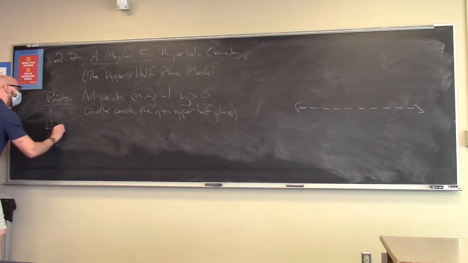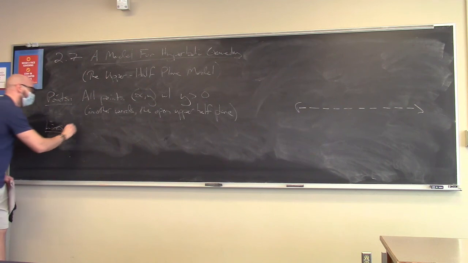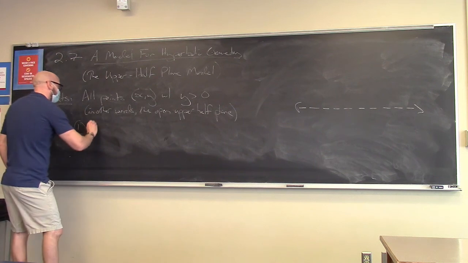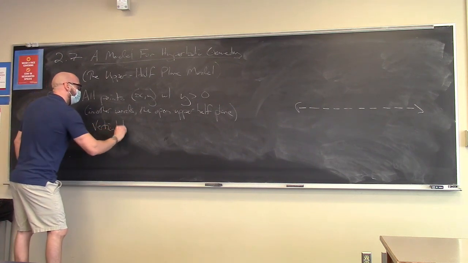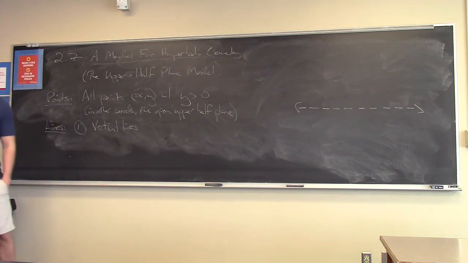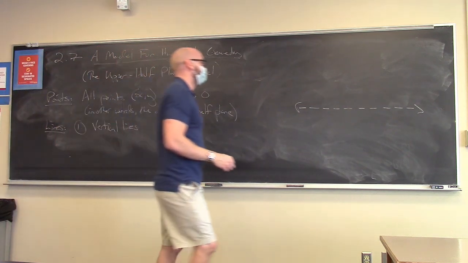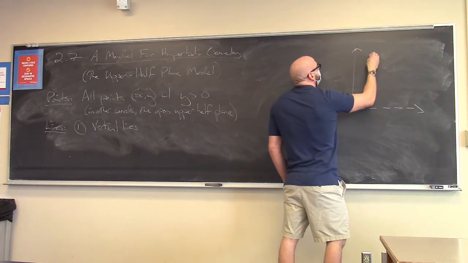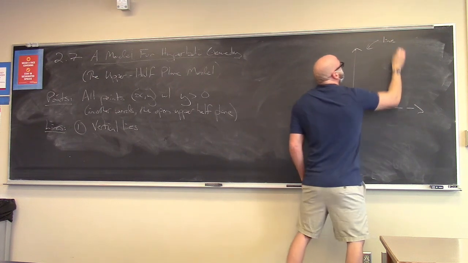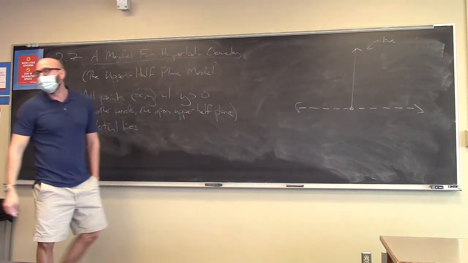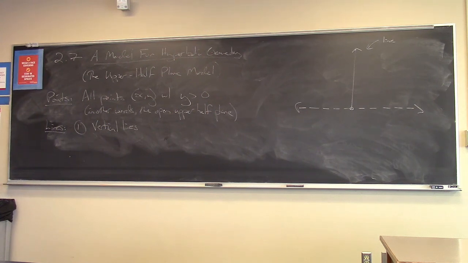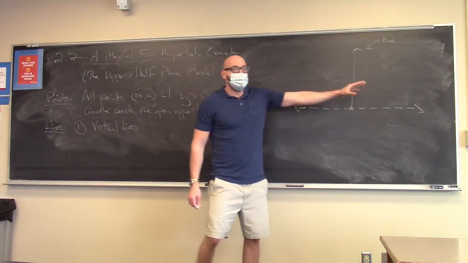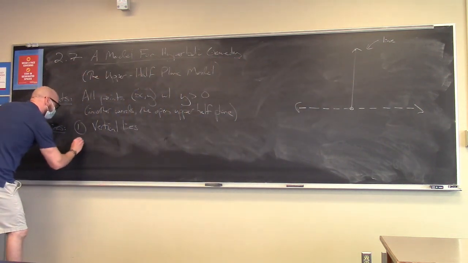And my lines are going to come in 2 different types. One is just vertical lines. So in the upper half plane model, here is an example of a line. Any vertical line. Those are the simple ones. But what you should do is you should think of this as being a circle of infinite radius. So the rest are also going to be circles.